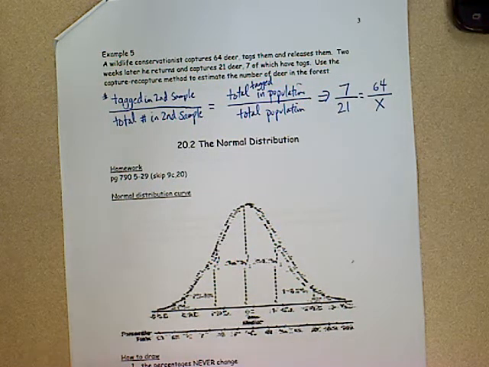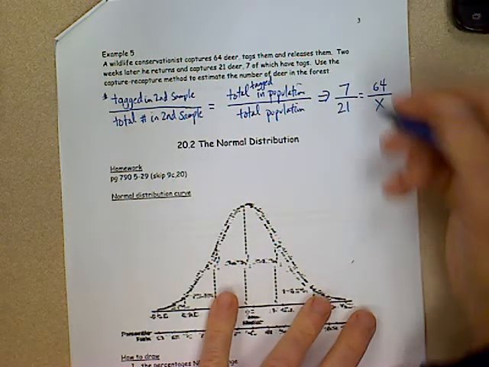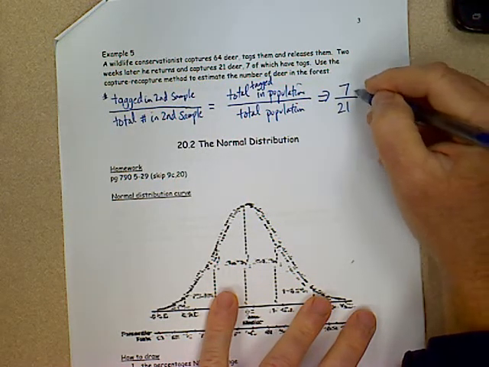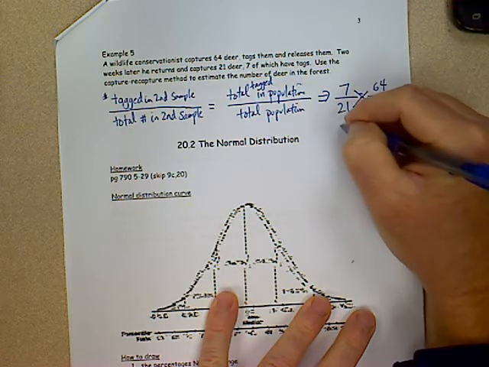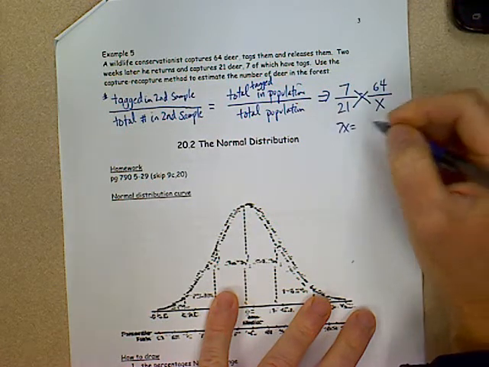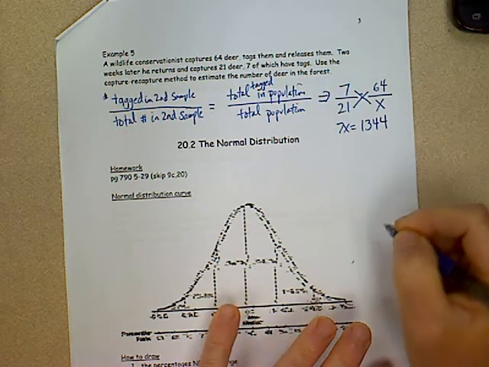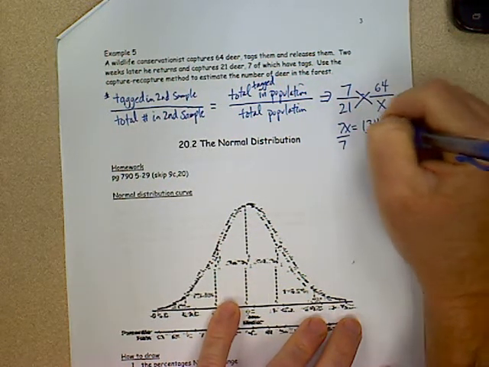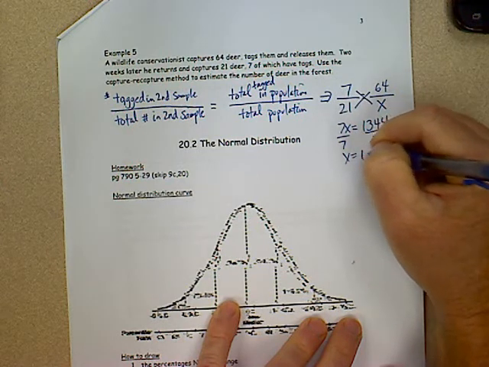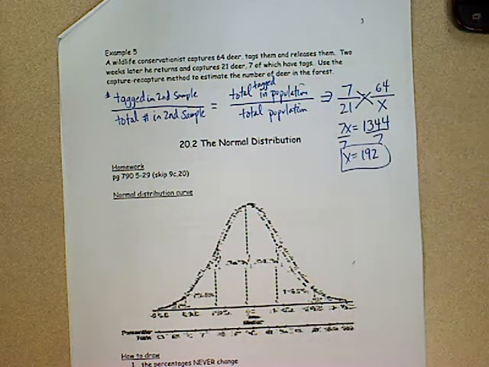Now again, this is just an estimate. It's not a guarantee, but it's a good way to try to figure out how many are in your total population. Now to solve this, just cross multiply. You'll have 7x equals 21 times 64. I'll be your calculator. It's 1344. Divide each side by 7, and you're going to have x equals 192.